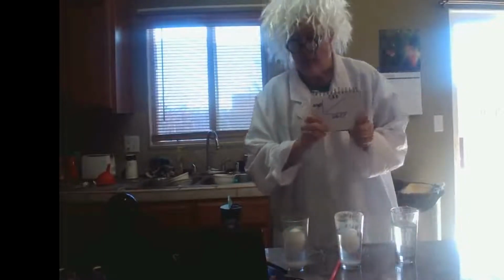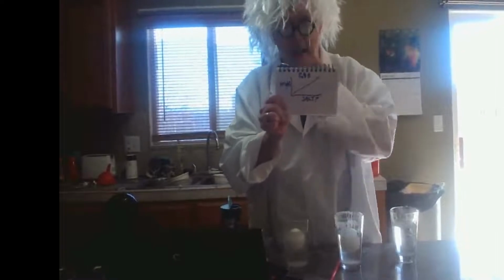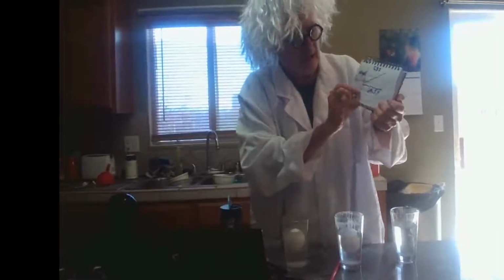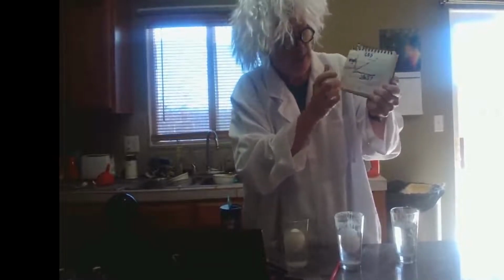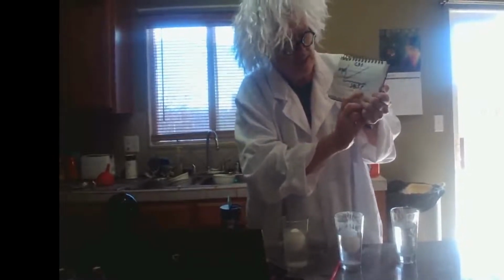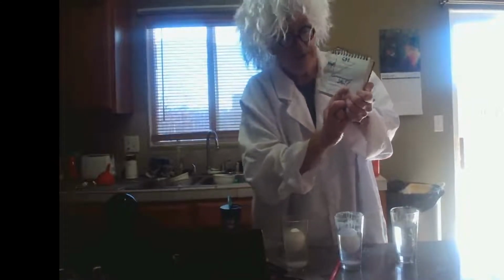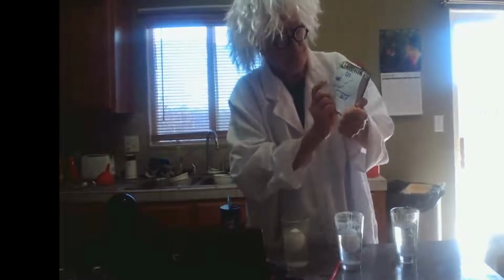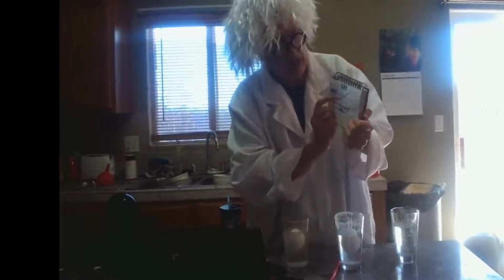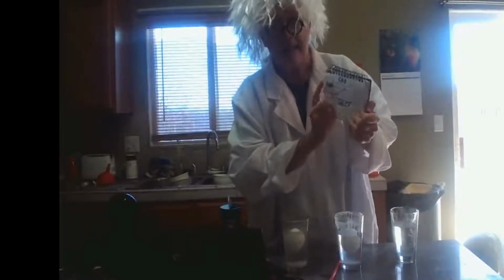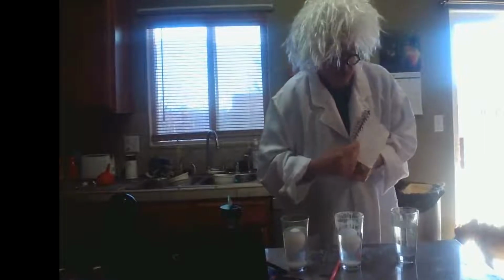So here we have a graph showing that the more salt we put in, the density changes. Rho equals density, and height changes. Height is the independent variable. Okay?